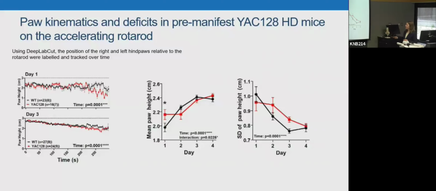If I look at just the mean paw height over time, over the 4 days of training, their overall paw height increases as they get better at staying on the rotarod. And then looking at the standard deviation in paw height, a measure of variability in their step size, this reduces over training. And interestingly, this was significantly higher in the Huntington's mice. So they had a higher variability in their step size compared to the wild type.